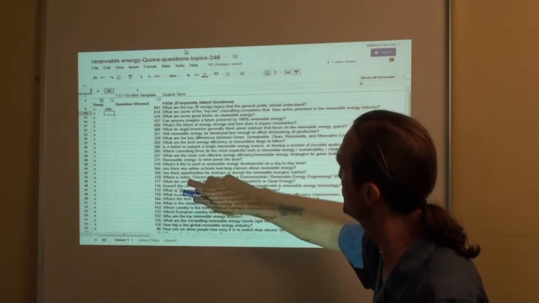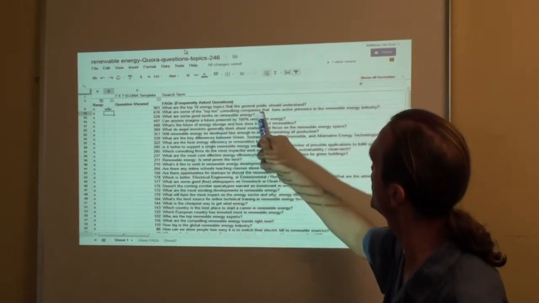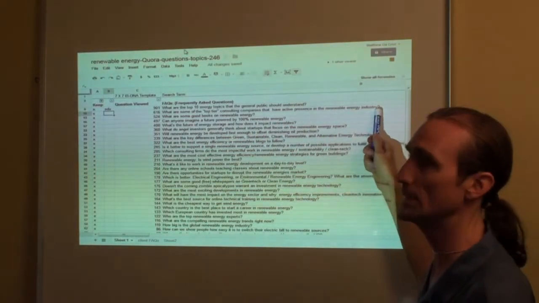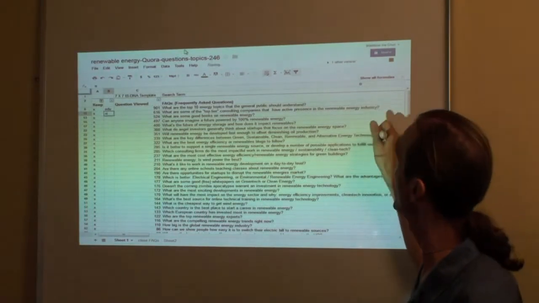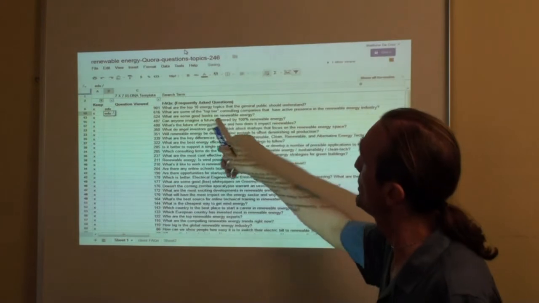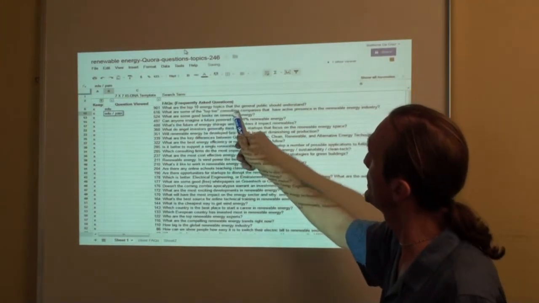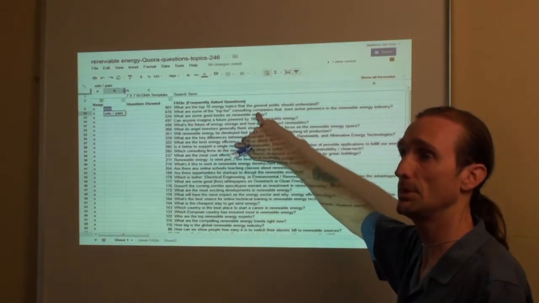Let's spot check one. Some of these, just go down a few. Sure. What are some of the top tier consulting companies that have active presence in the renewable energy industry? Educational again. I would say you're definitely in the ballpark of painkiller. What I would do with this one is ask, what does a top tier consulting company mean? And you guys are a top tier consulting company, correct?